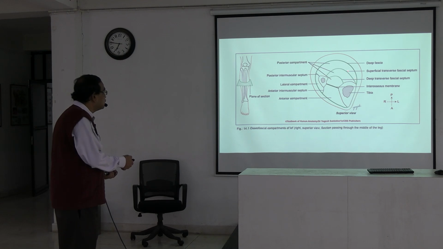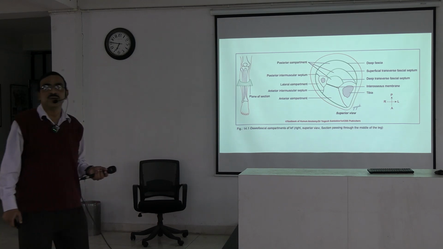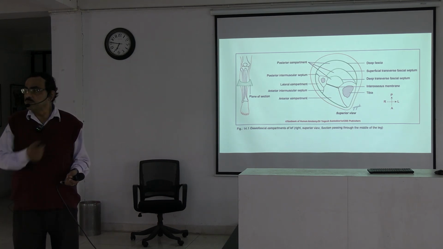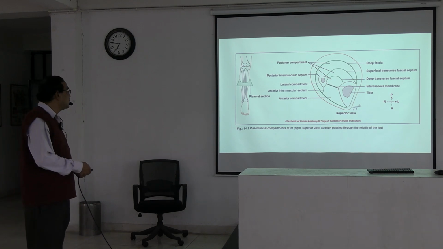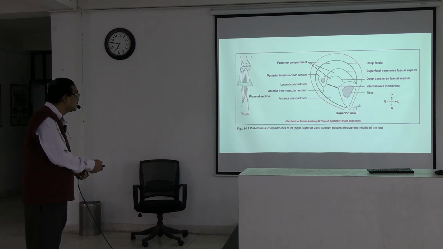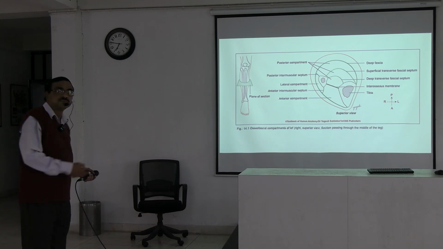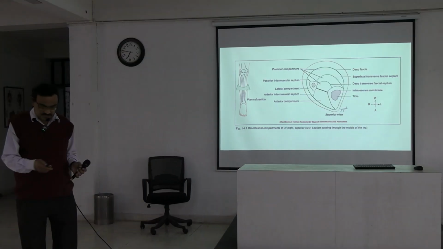The posterior compartment is again divided by the transverse fascia. There are two transverse fascia, one superficial and one deep, which subdivide the posterior compartment into sub compartments. That one is not our today's discussion. We are limited to the anterior and lateral compartments. We have already seen the muscles.